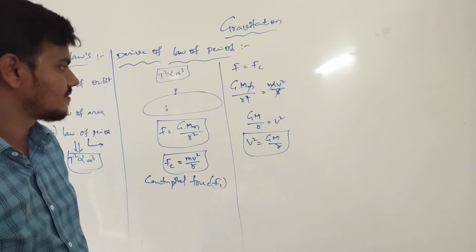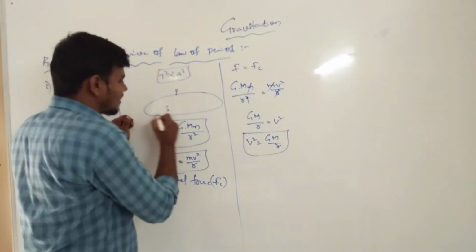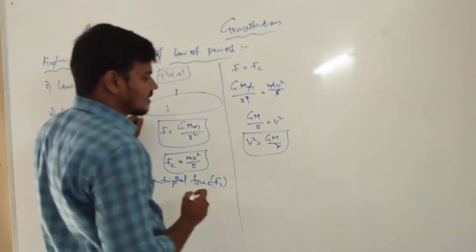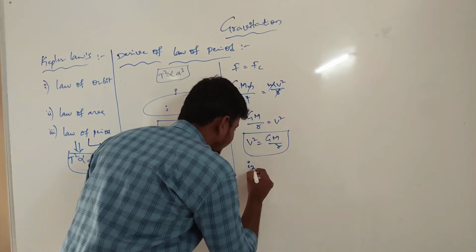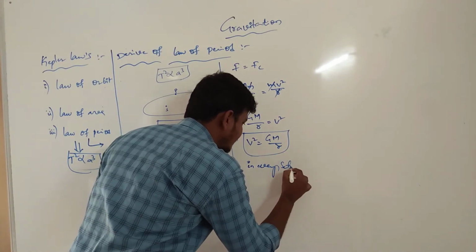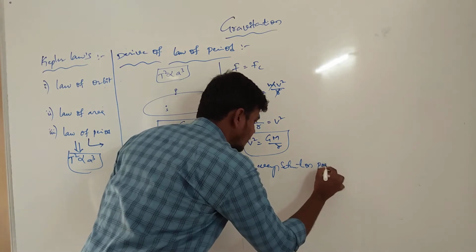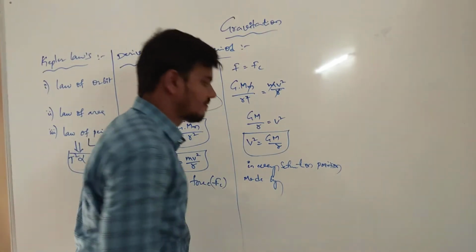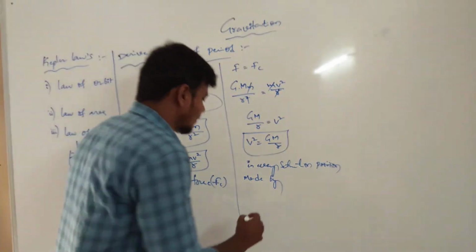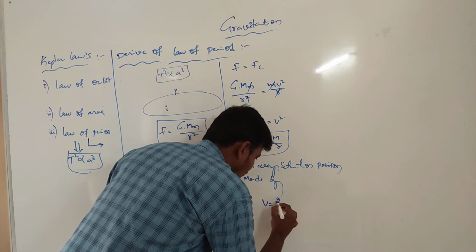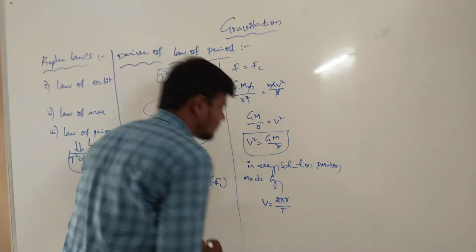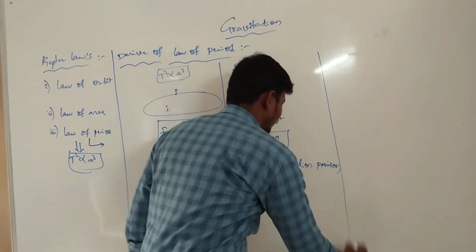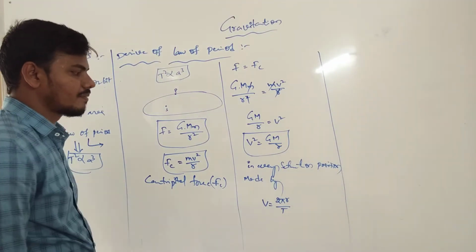Now every planet goes around in a revolving orbit position. Every orbital position is made by, now V is equal to 2 pi r by T. T is the time period factor. V is equal to 2 pi r by T.